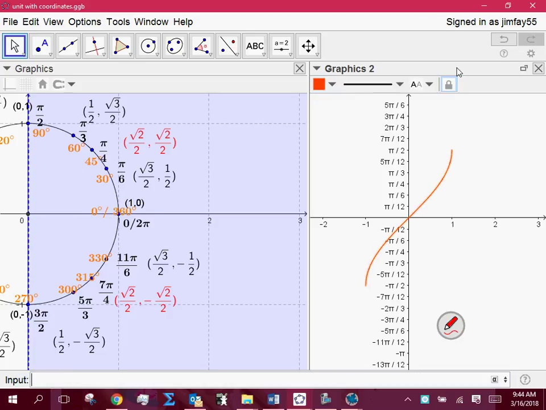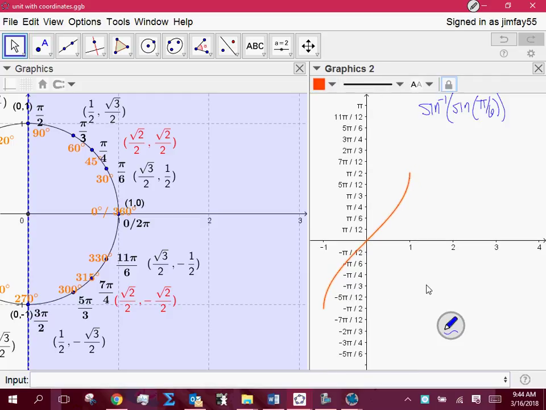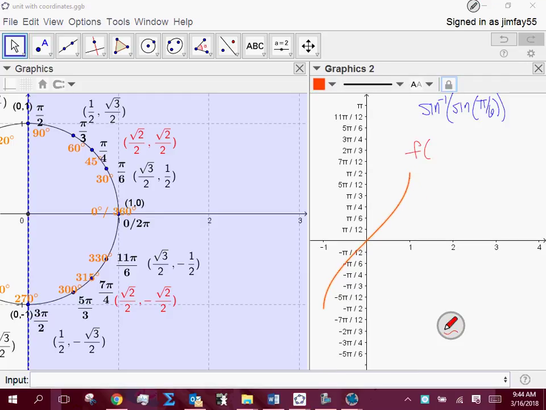When I ask a question like this, if I say sine inverse of sine of pi over 6, I think we've done this before. We've done maybe one of these earlier in the week. If I ask you what that is, this is a composite function. You guys remember doing this like f of g of x, that kind of stuff? That's all we're doing here. Where g is your sine function, and f is your inverse sine function, right?